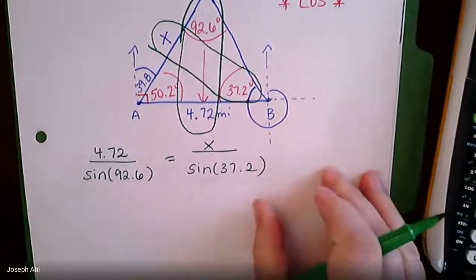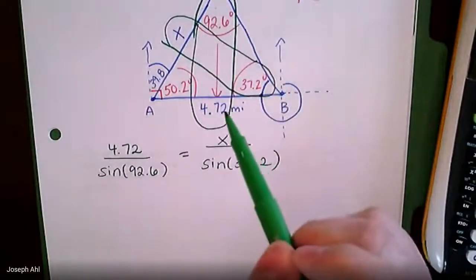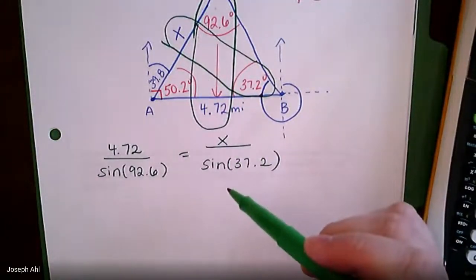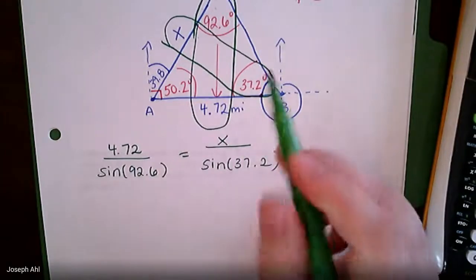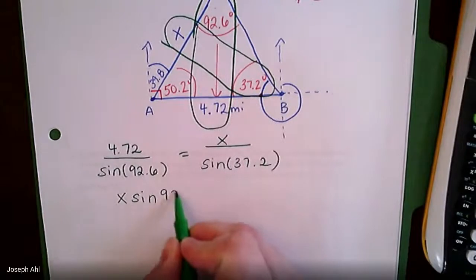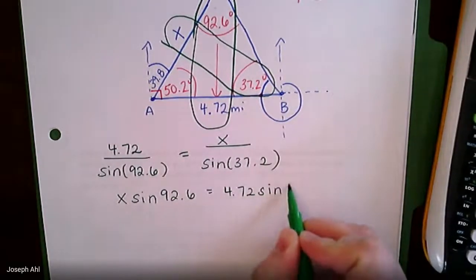The hardest part about bearings, to be honest, is the diagram. So if you guys can get to a good place where you do enough practice and you understand how to set up the picture, typically the law of sines or cosine step is going to be pretty easy. All right, go ahead and cross multiply. X sine 92.6 equals 4.72 sine of 37.2.